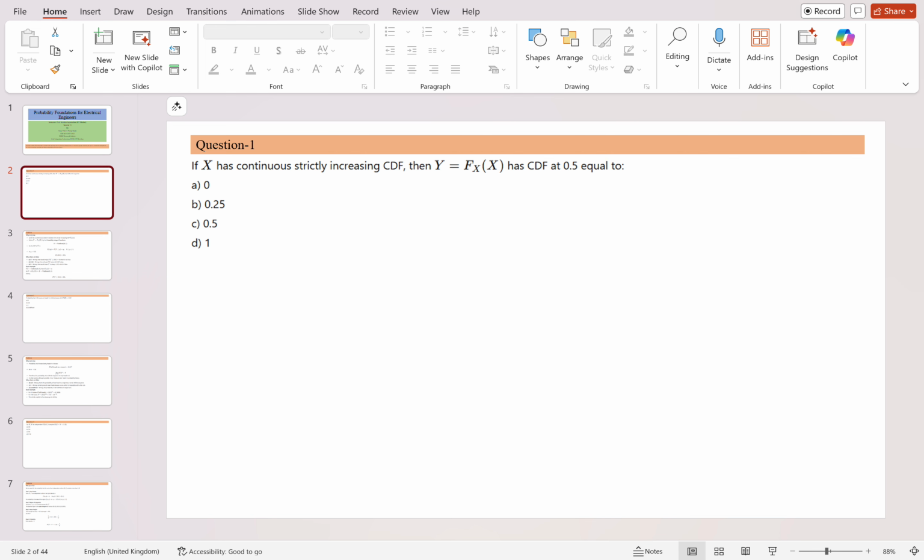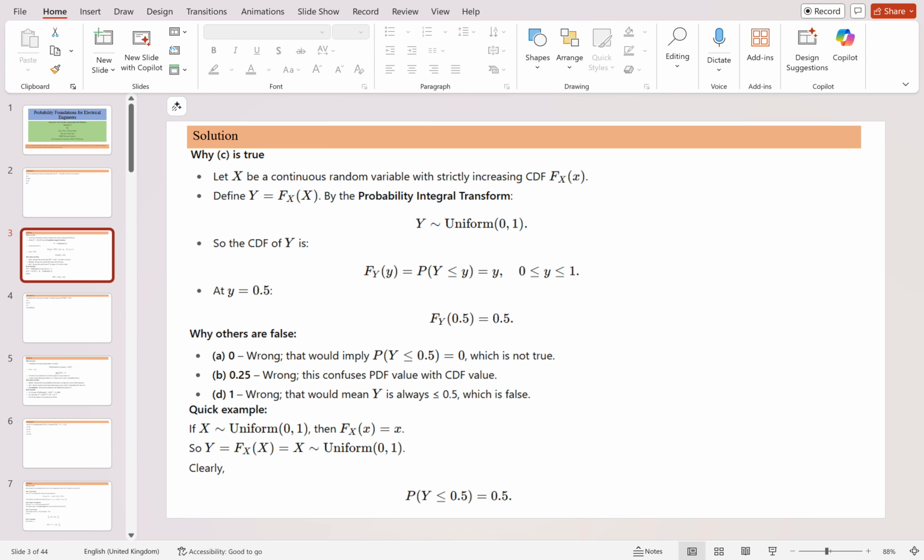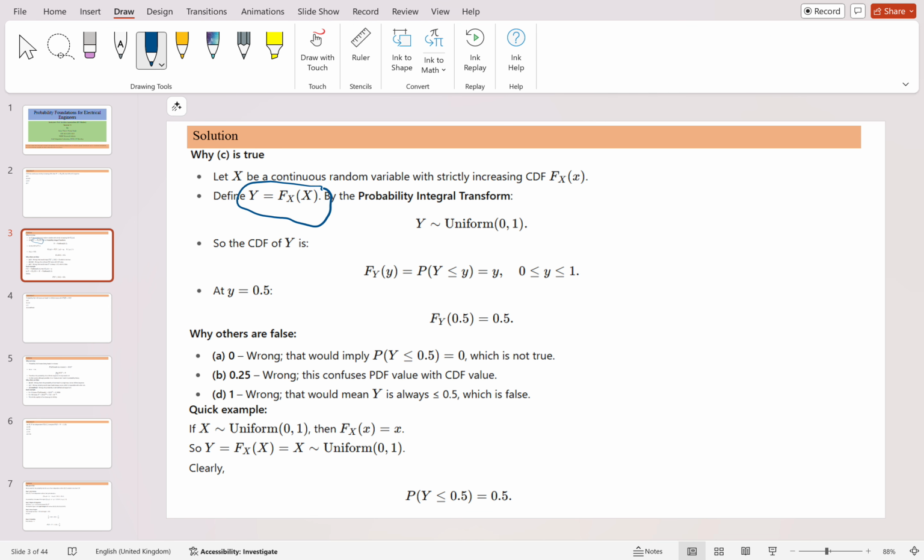Okay, let me give the solution for this. It is being said in the question that if X is a continuous random variable with a strictly increasing CDF, then Y is equal to F_X(X), and it has a CDF at point 0.5 equal to what? So X is a continuous random variable with CDF F_X(x), and here Y is defined like this. By the probability integral transform, Y is a uniform variable between 0 and 1.